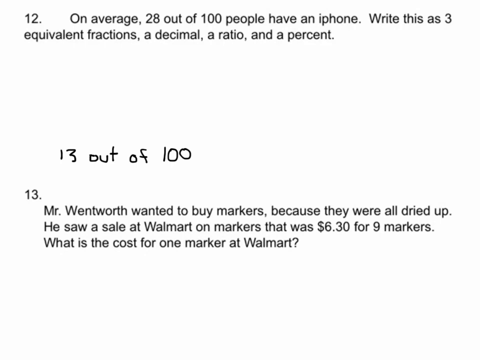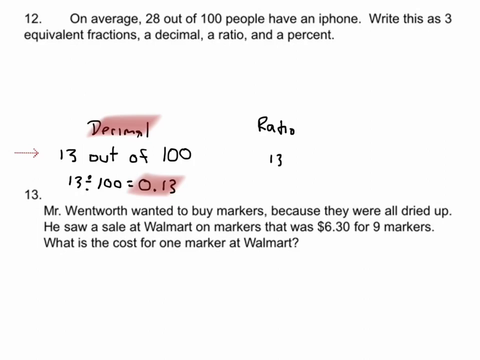So let's look at 12. I'll do this. 13 out of 100. Decimal. Decimal is 13 divided by 100, which equals 0.13. Decimal. Boom. Next. Ratio is 13 to 100, which, that's not bad. Percent. Well, it's out of 100 already, so it's 13%. Alright, so there's my percent.